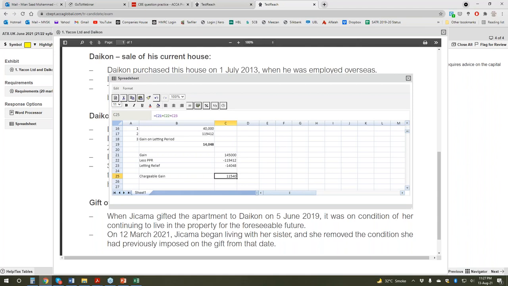115,400. However, if it would have asked us to calculate the taxable gain, we would have deducted the annual exemption as well. Take a close look at the requirements, whether it has asked you to calculate the taxable gain or the chargeable gain. If chargeable gain, then do not deduct the annual exemption. If taxable gain, then deduct it. And if it has asked for the CGT liability, then apply the rates as well, 18 or 28% because it is a residential property.